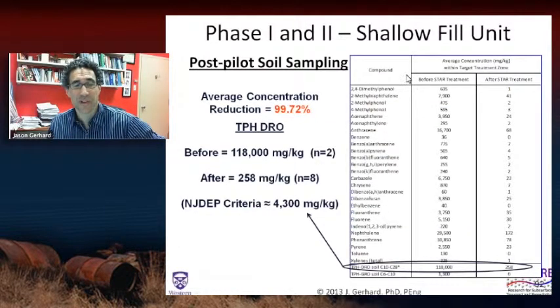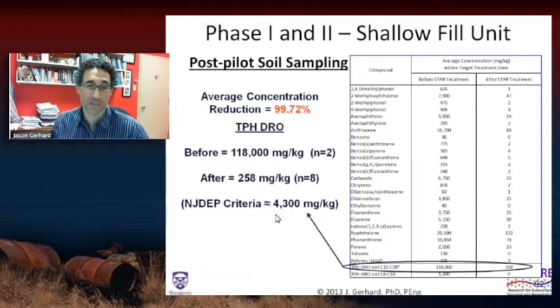Here is a table of all of the compounds that were analyzed for in the before and after. This is now soil analysis. So the numbers here don't really matter. We have big numbers before. We have very small numbers afterwards. And you can see that we're getting similar results to the lab. This is 118,000 milligrams per kilogram before, and on the average, we're getting about 258 milligrams per kilogram afterwards. And the New Jersey Department criteria is you have to get below 4,300 milligrams per kilogram in your treatment system. So, where STAR traverses the subsurface, it's very, very effective.